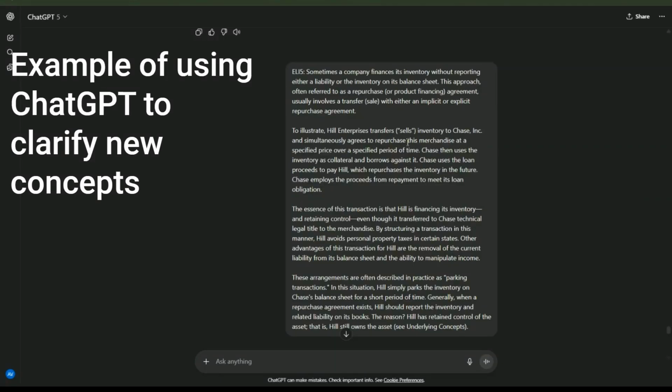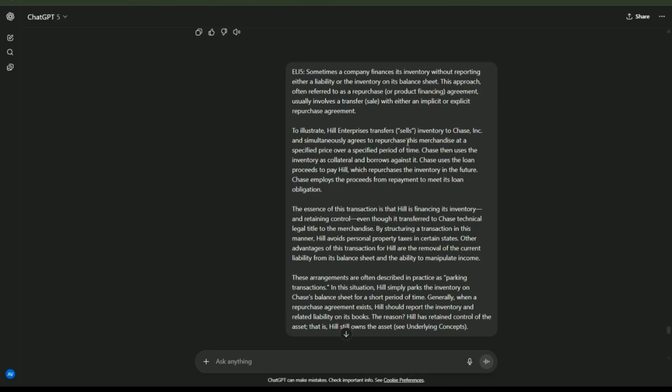All right, I just wanted to record this really quick because it's a good example of how I use ChatGPT to fill in the holes and to talk through a new concept. So I'm studying my Intermediate Accounting 1, and the book is going over inventory, and what's called parking transactions, inventory parking. It was a really fuzzy concept. I kind of understood it, but I wanted to make sure I understood it.